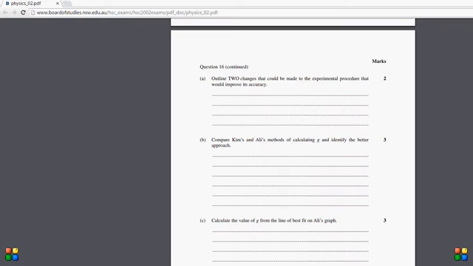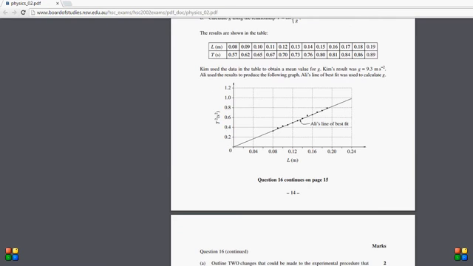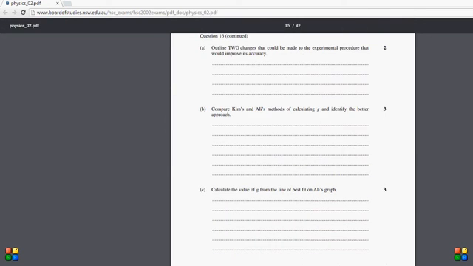Compare Kim's and Ali's method. Alright, compare straight away. Table. Draw a table, and then you get 1 mark just to identify that Ali's method is better. So Kim's is the mean result, and Ali's is the line of best fit.